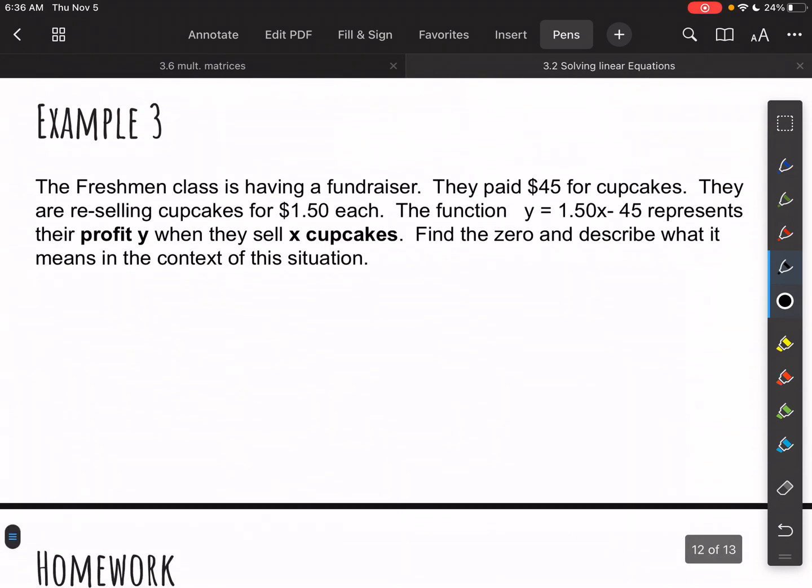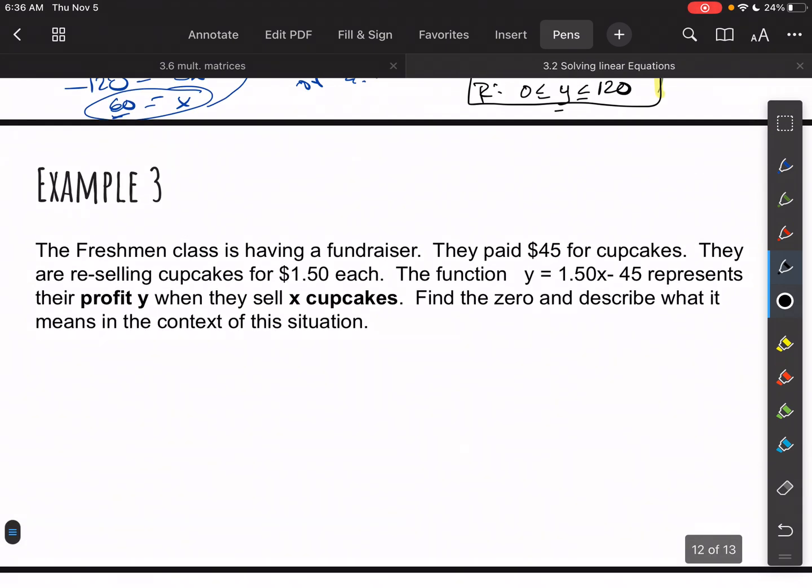Okay, next, and then we're done with this lesson. Example 3 says the freshman class is doing a fundraiser. They paid $45 for cupcakes. They're reselling them for $1.50 each. And then they, or maybe their teacher, created this function that represents the profit y when they sell x cupcakes. So notice, you guys, this is the equation that would represent this problem.